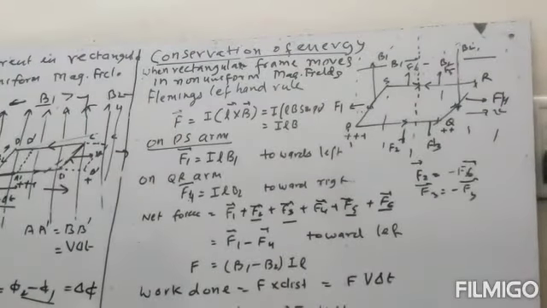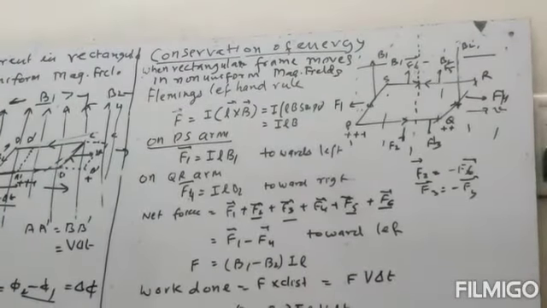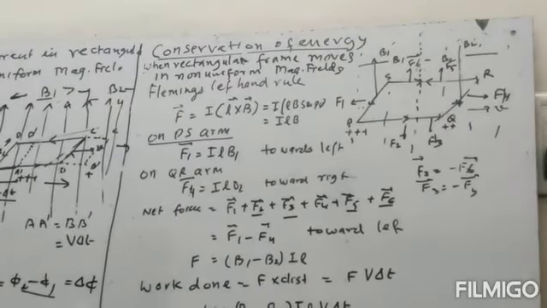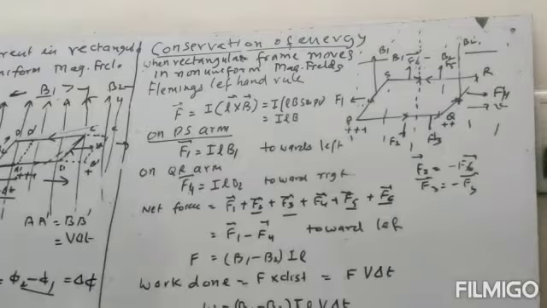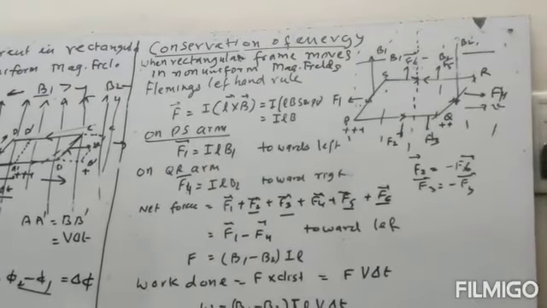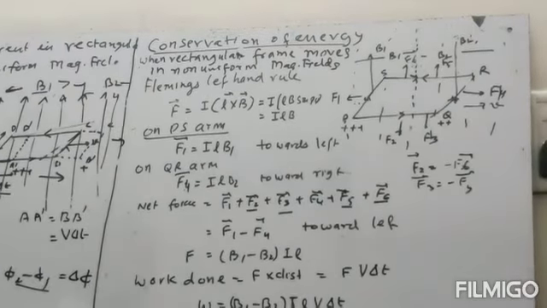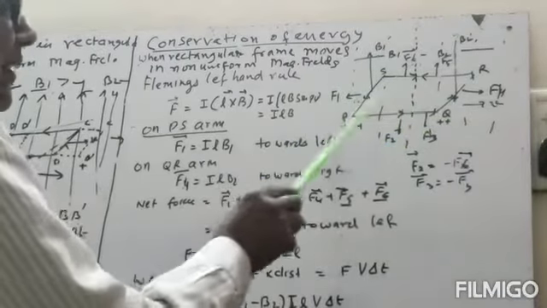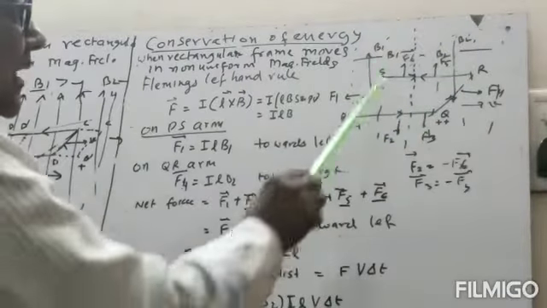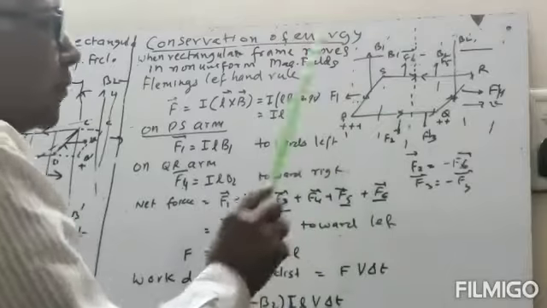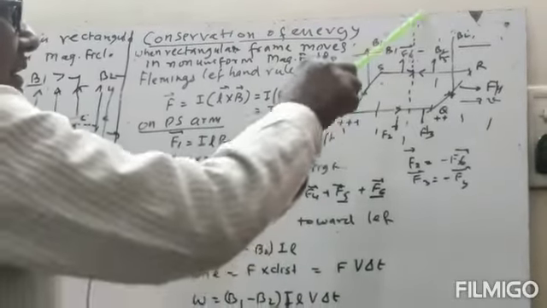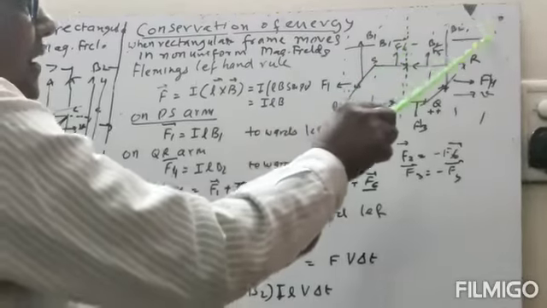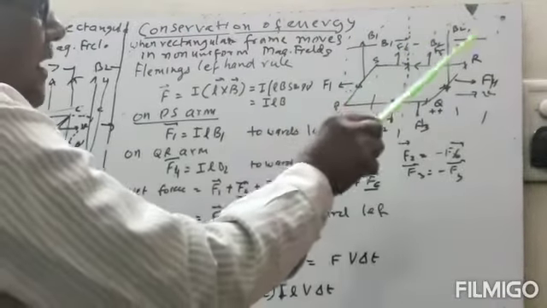Conservation of energy. When a rectangular frame is moving with constant velocity in a non-uniform magnetic field. So this is the rectangular frame PQRS. The magnetic field is perpendicular to its plane. Here up to this point is the magnetic field B1. Here it is B2. B1 is greater than B2.